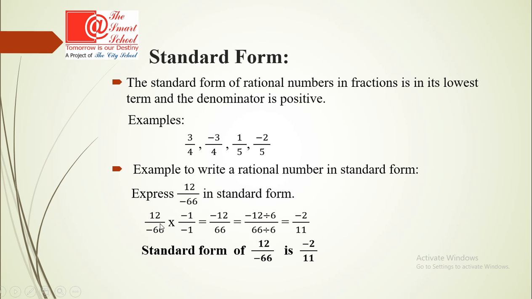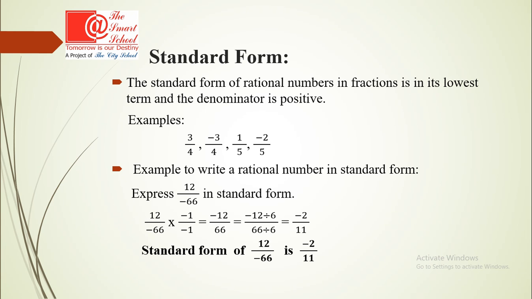First of all, we will remove the negative sign of the denominator. What do we have to do for this? Yes, we will multiply denominator and numerator both by -1. So the answer we will get is -12 over 66. Now there is no negative sign in the denominator, but now we have to convert it into lowest term. So we will divide both the numbers by 6.